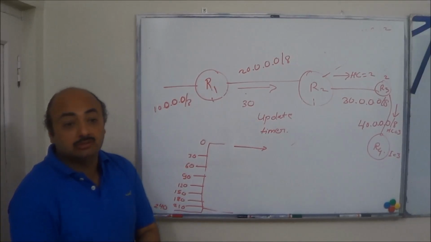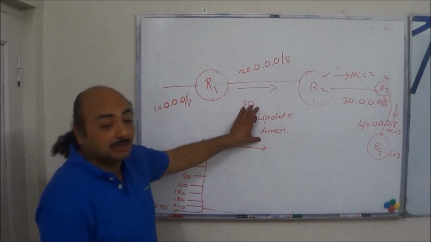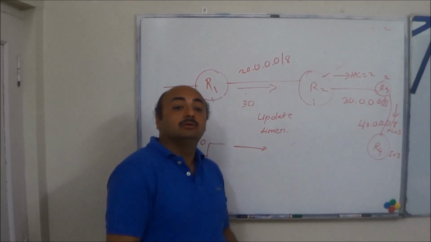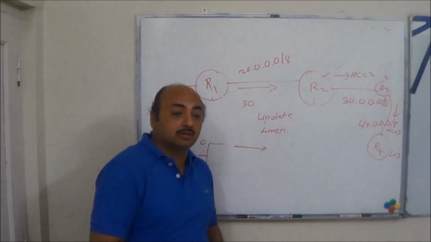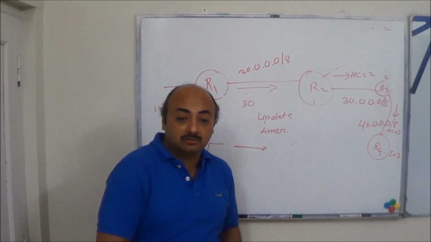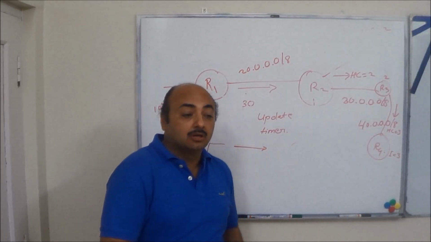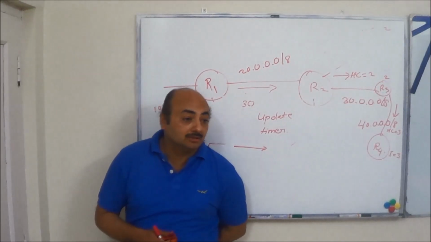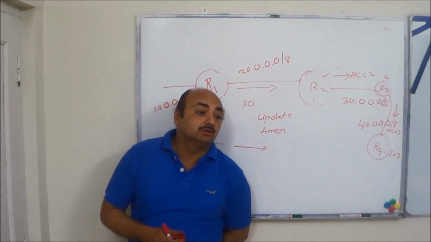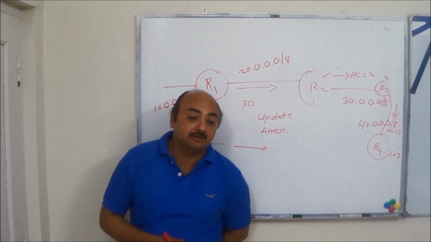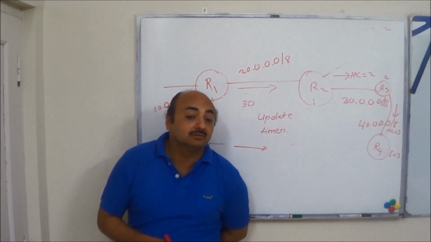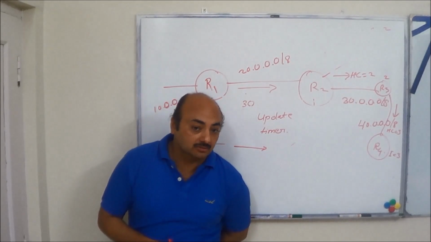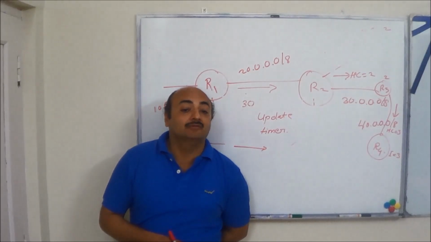So this is known as the update timer. The invalid timer is 180 seconds. And the flush timer is 240 seconds. So after how much time of the invalid timer expiring will the route get deleted from the routing table? 60 seconds. It's not 240 seconds after 180 seconds. It is 60 seconds after 180 seconds have expired.